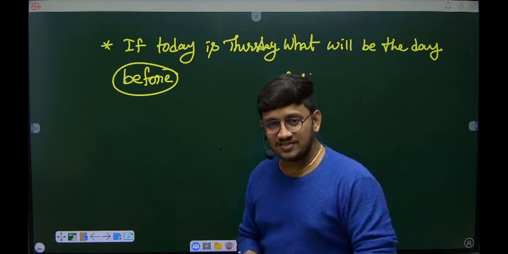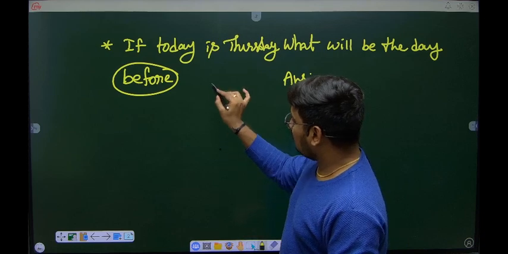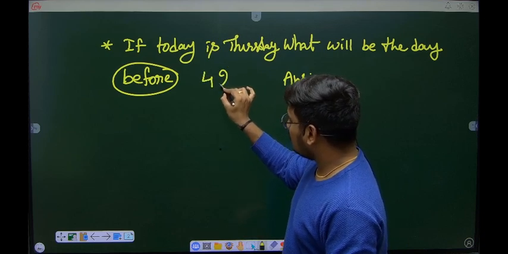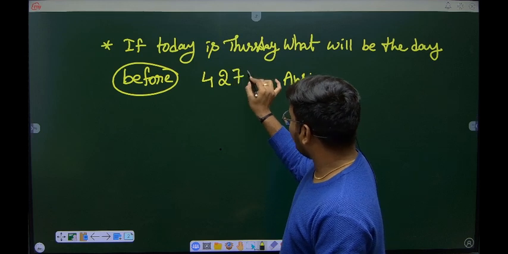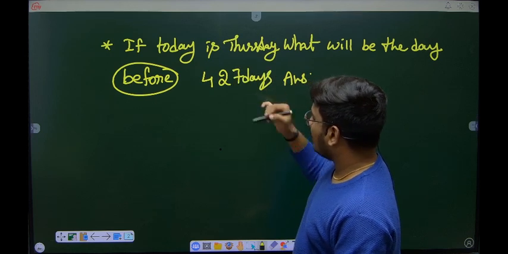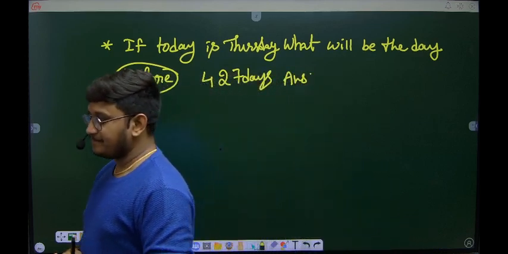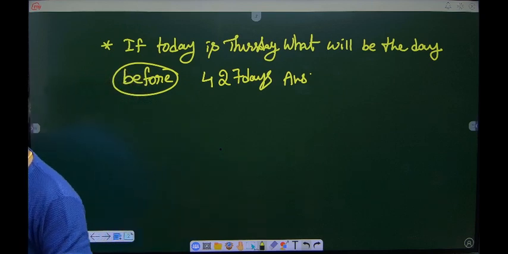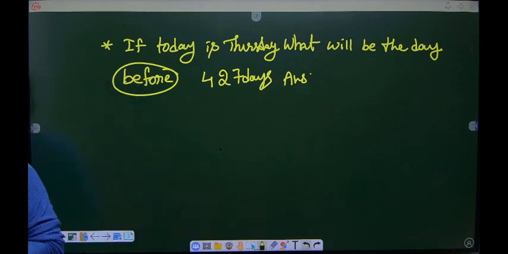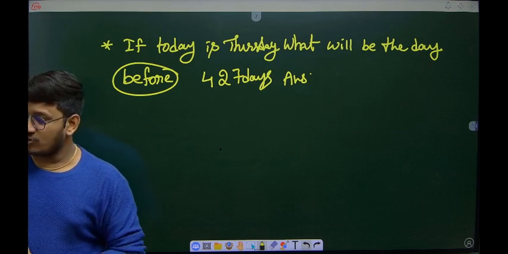If today is Thursday, what will be the day before 427 days? 427 days. Now you have to post answers for this. If today is Thursday, what will be the day before 427 days?